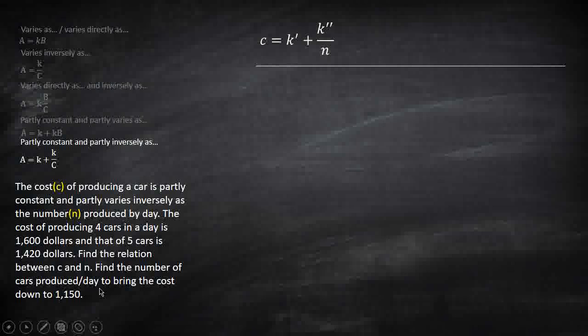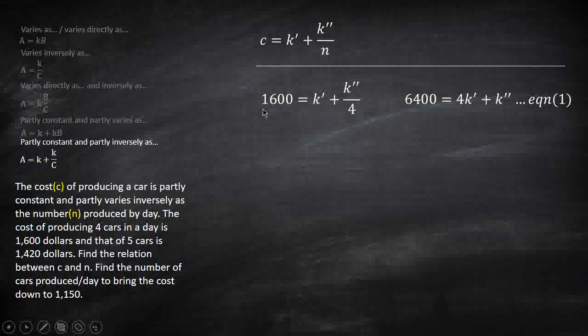Now, find the number of cars produced per day to bring the cost to $1,150. First we solve for the constants, that is, the two k values.